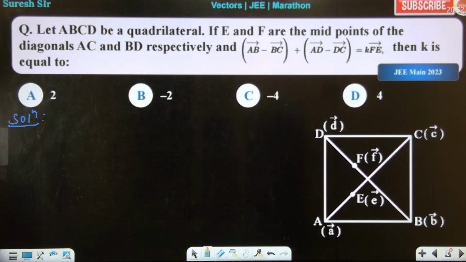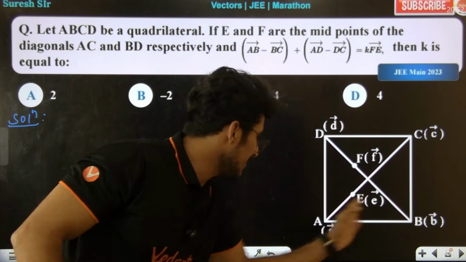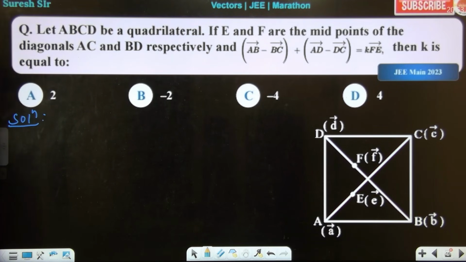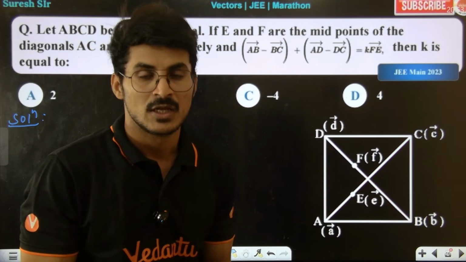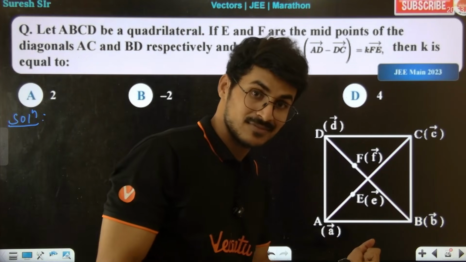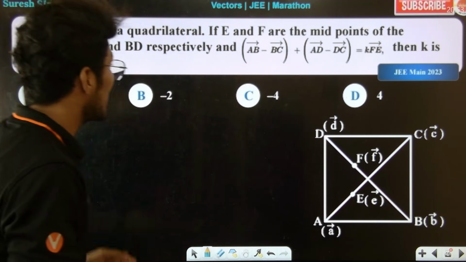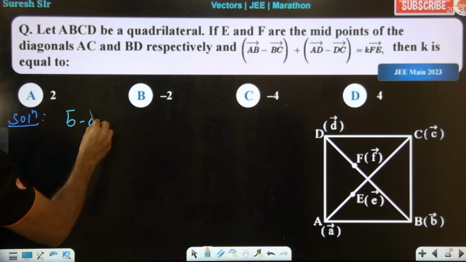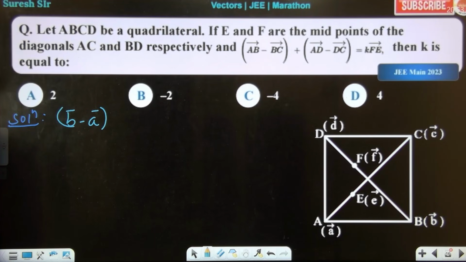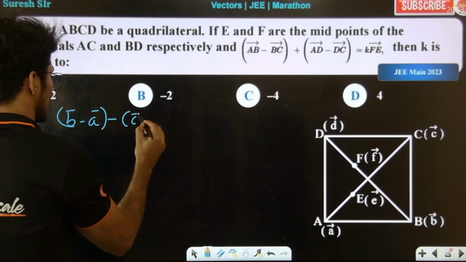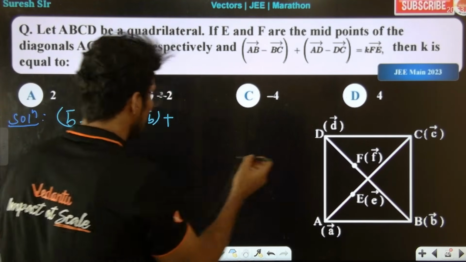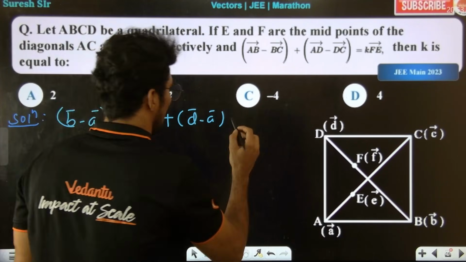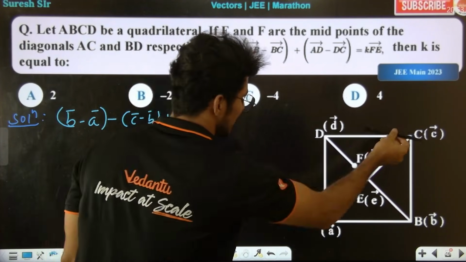The position vector of B minus the position vector of A, so AB is B minus A. Are you getting the point? What is a position vector? It is the vector joining from the origin. So AB is basically B minus A. Let me write directly B minus A, minus BC. BC means C minus B. Plus AD. AD means D minus A. Now minus DC. DC means C minus D.